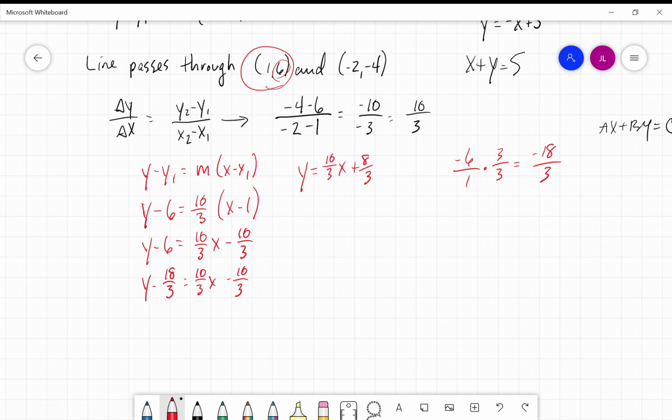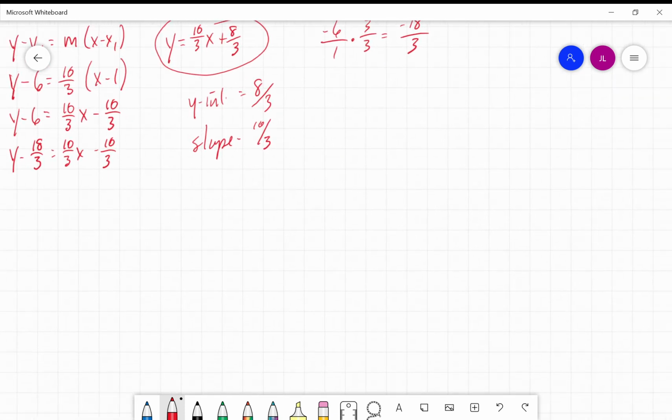So now we're in a form where we can see it. We have a y-intercept of 8/3 and we have a slope of 10/3. So we can go ahead and graph this line now. So our y-intercept is 8/3. That's 2 2/3. So 1, 2, probably about here is our y-intercept. Okay.